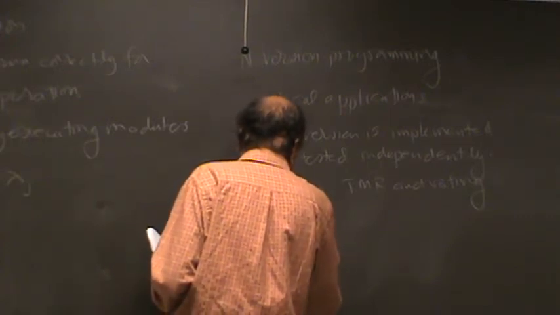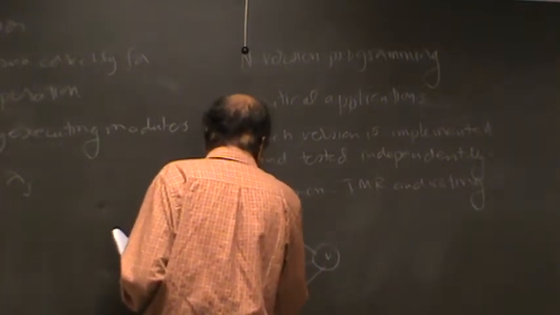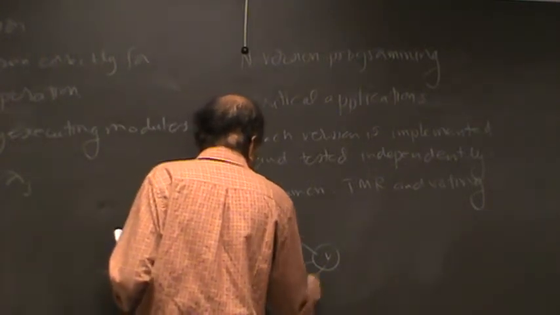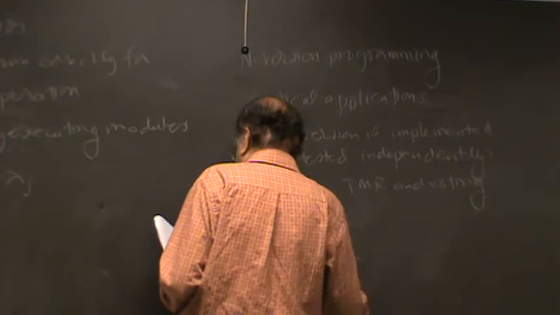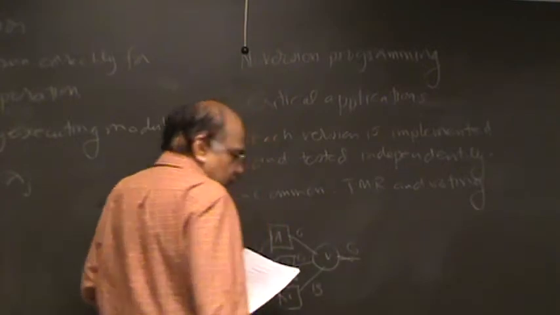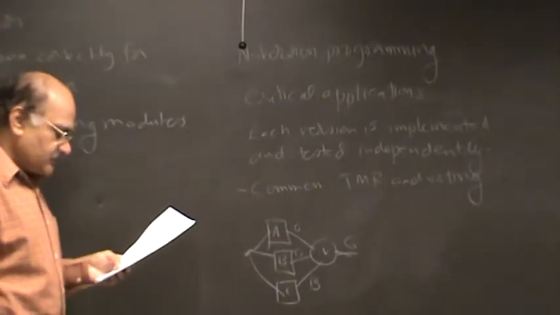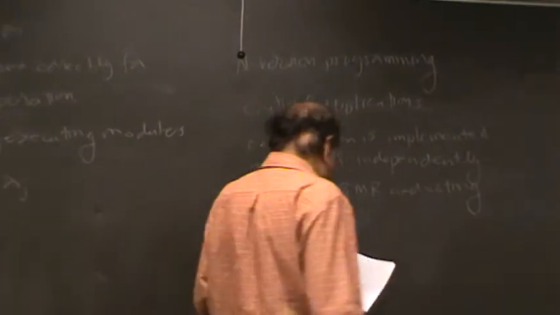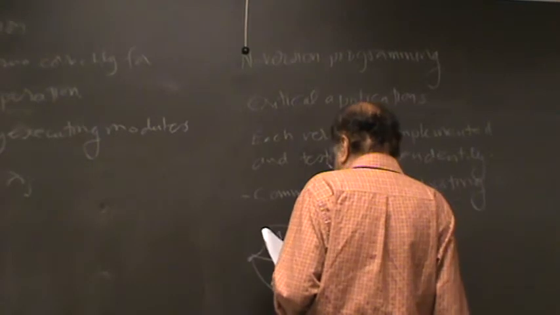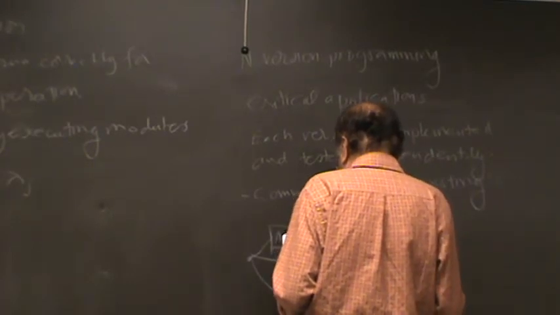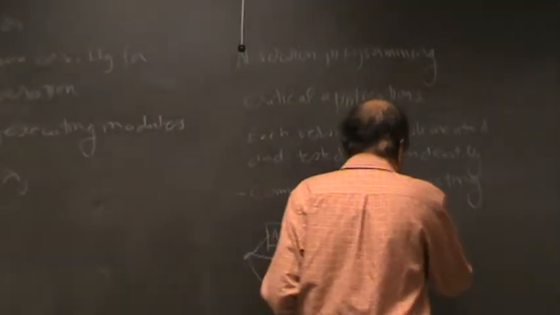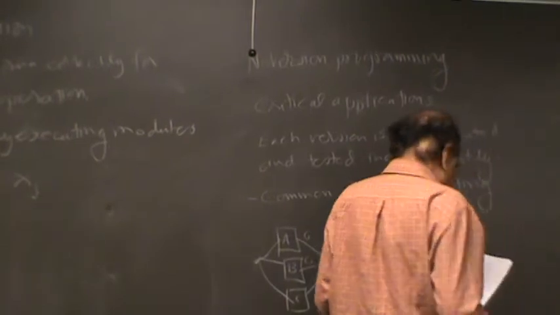Here is the voting, and they are getting the same input. And here is the output. So if this is good and this is good and this is bad, your output, because it's based on majority vote, is going to be good. And of course, we have already seen that reliability of the system in this case is equal to what? 3R squared.